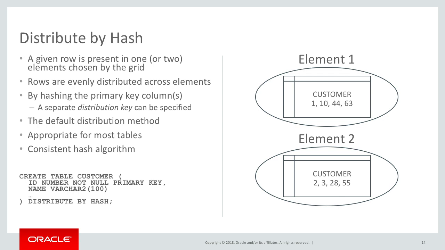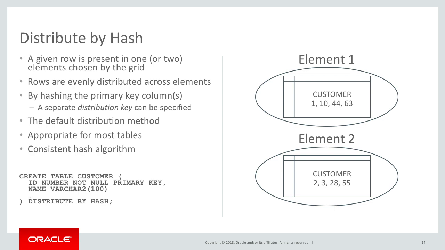The idea is that the rows of the table will be distributed across the elements of the grid in a more or less even distribution, with about the same number of rows being in each element of the grid, but each row being present in only one or two elements of the grid. And that's the fundamental way in which we take a single database and distribute its data across a large number of instances, is by hash distribution.